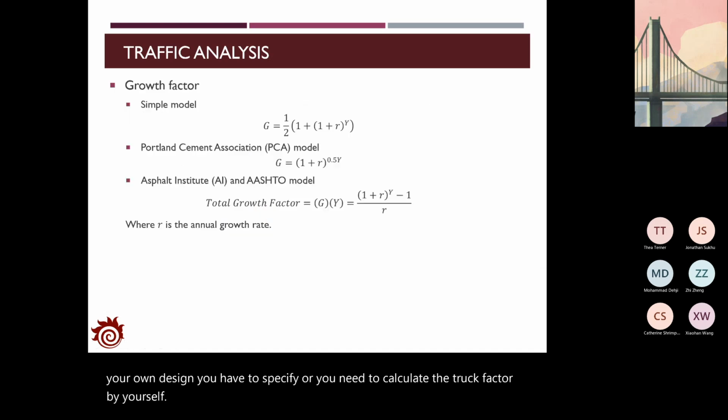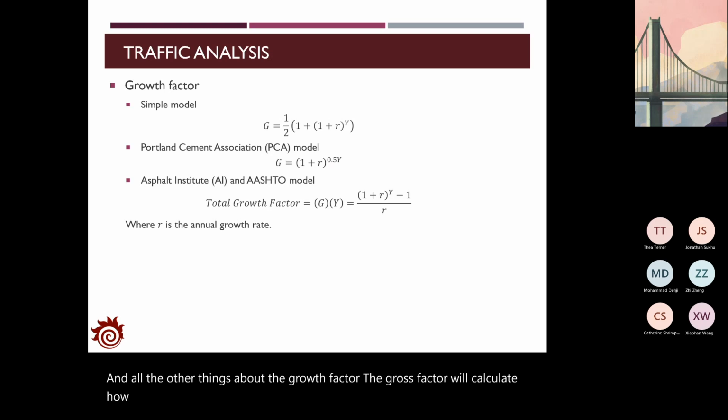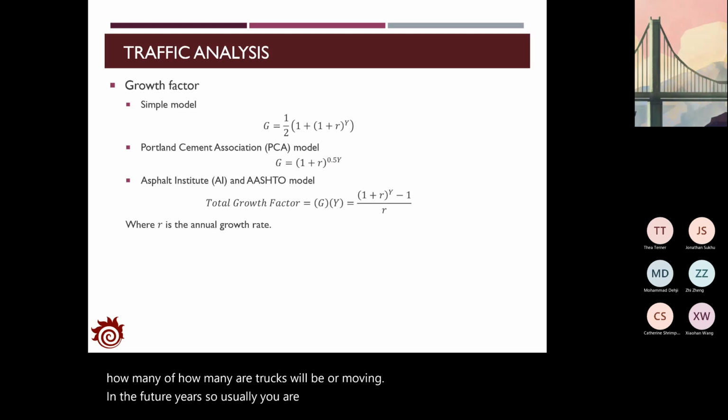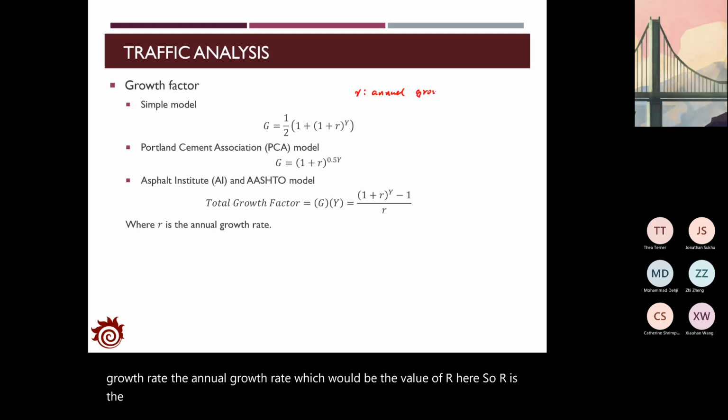And the other thing, the growth factor, will calculate how many trucks will be moving in the future years. So usually you will be provided with the annual growth rate, which would be the value of R here. So R is the annual growth rate.